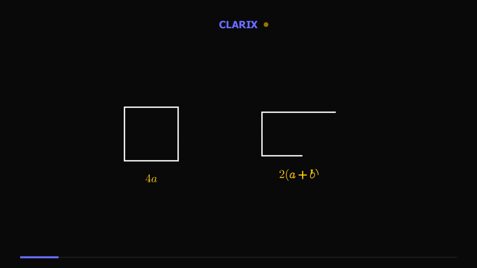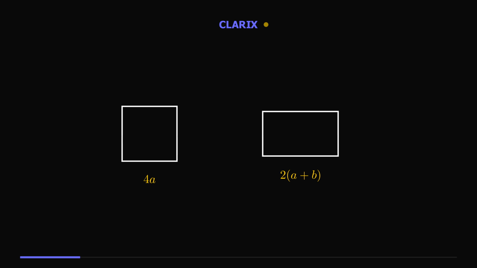Perimeter is just the total distance around a shape's border. Imagine an insect walking the edge until it's back where it started. A square of side A has perimeter 4A. A rectangle with length A and width B has perimeter 2(A plus B). Notice the square's formula is just a special case of the rectangle's, with A equal to B.